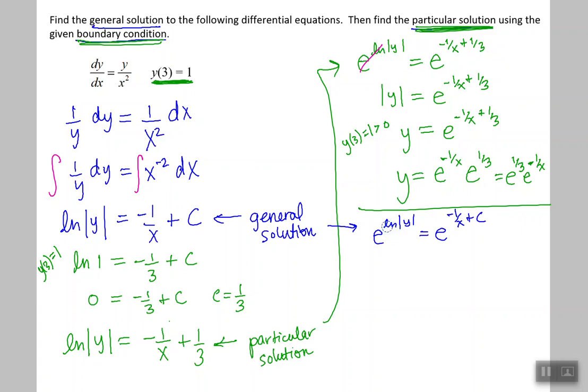Now I can cross out because of the inverse properties, and I am left with absolute value of y equals e to the negative 1 over x plus c, which of course is the same as, just like we did here, e to the negative 1 over x times e to the c.